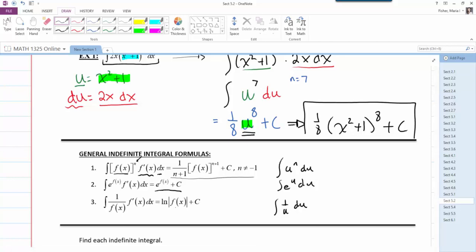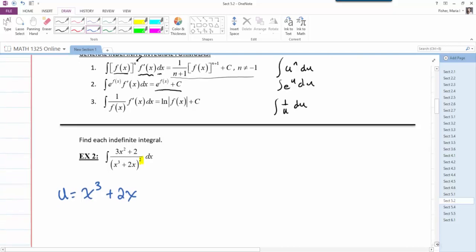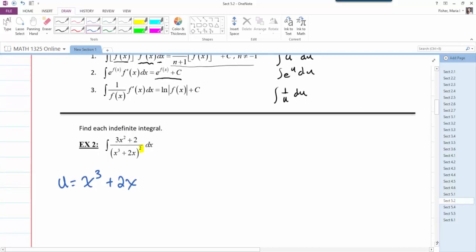Let's look at more problems where we're using substitution. Step 1 says to figure out what you should let u equal. U is typically going to be what is being raised to a power, the function e is raised to, or the function in the denominator. Well, notice that in the denominator I'm being raised to a power, so I'm going to go ahead and say u is going to equal that x cubed plus 2x. Now if u is equal to that x cubed plus 2x, then my derivative du would equal, well, the derivative of x cubed is 3x squared, and the derivative of 2x is 2 times dx.